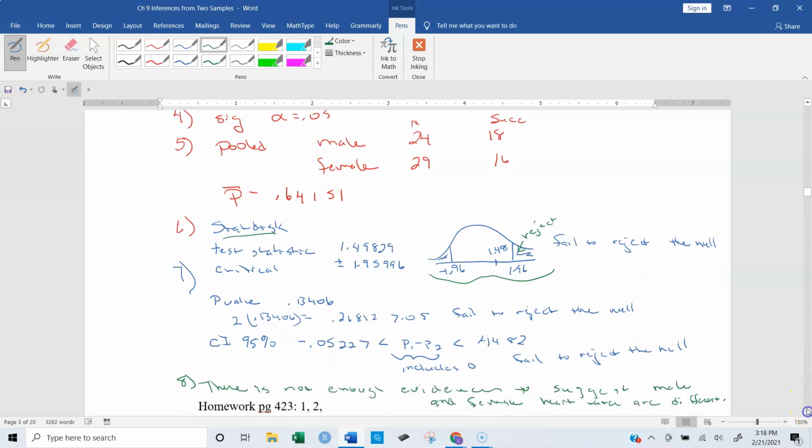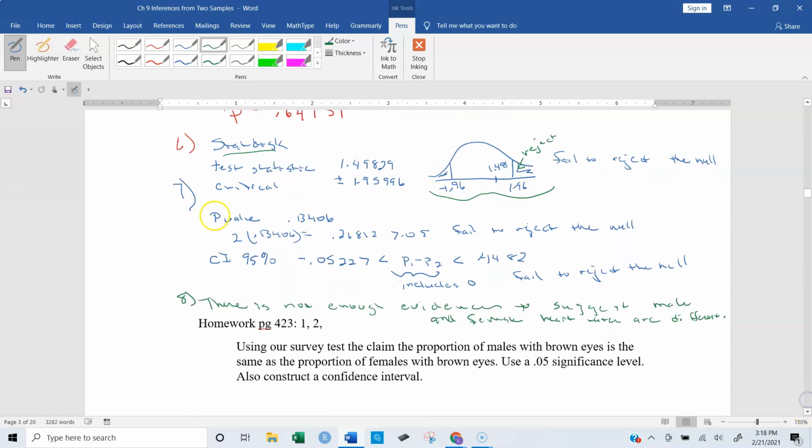Now let's look at the p-value method. P-value had 0.1346. It was a two-tailed test, so you had to multiply it by 2. 0.26 is greater than 0.05. Again, fail to reject the null. Confidence interval. Now we're checking to see if this includes 0. So is 0 between negative 0.05 and 0.44? And the answer is yes. Since it's in between those two, we also again fail to reject the null, which indicates there's not enough evidence to suggest males' and females' heart rates are different.